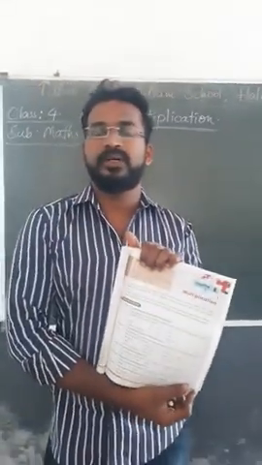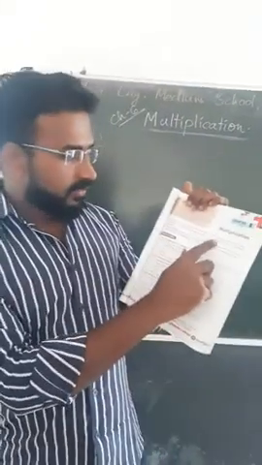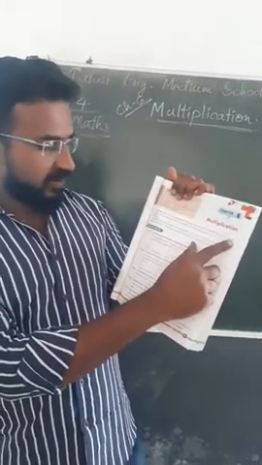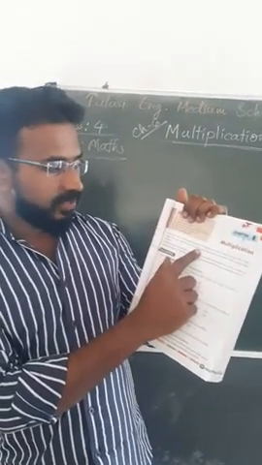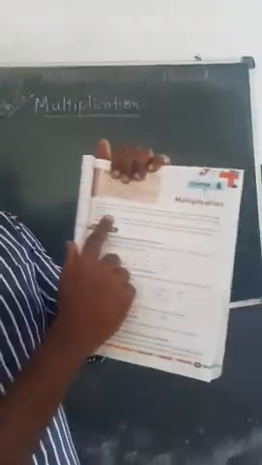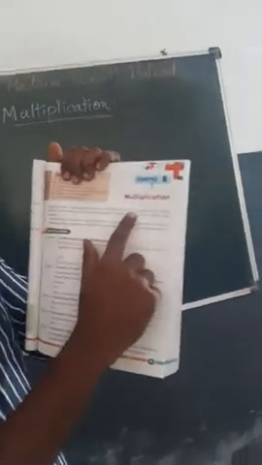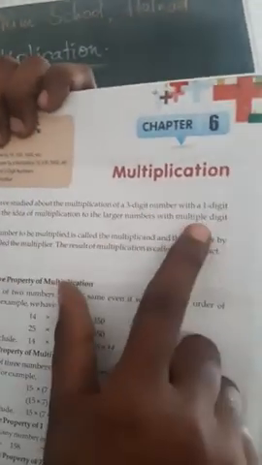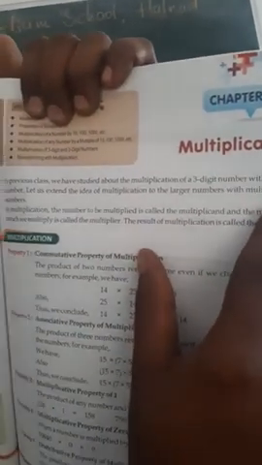In this class, we will learn about multiplication, chapter 6, page number 99. In your previous class, you learned about the multiplication of a 3-digit number with a 1-digit number. In this class, we will learn about multiplication of larger numbers with multiple-digit numbers. More than a 3-digit number with a 2-digit number or 3-digit number or 4.